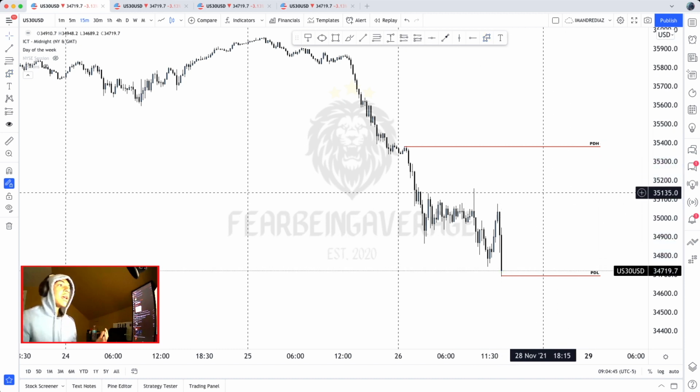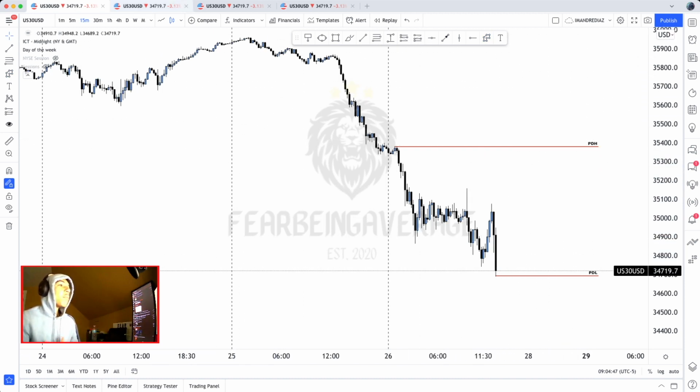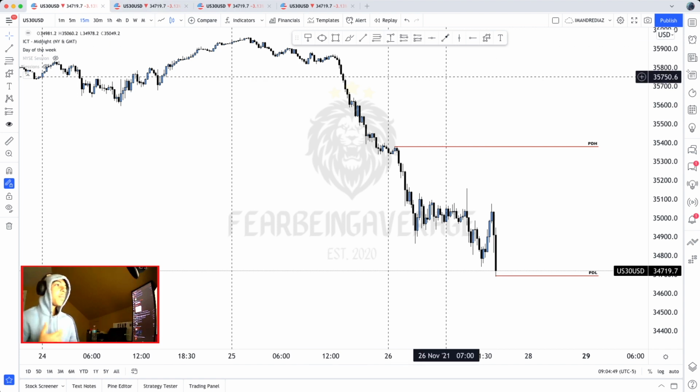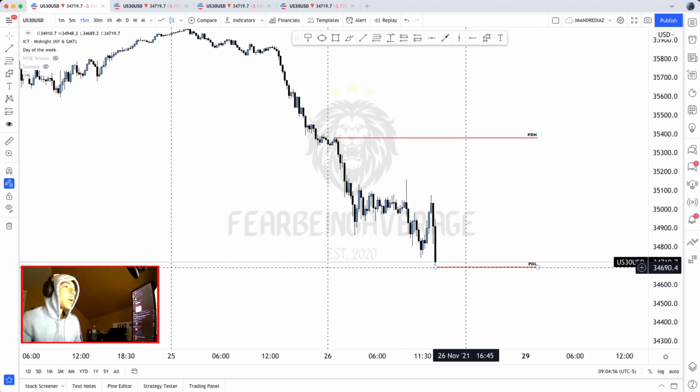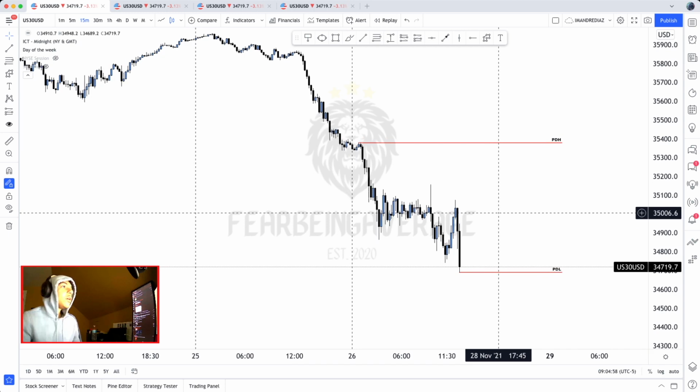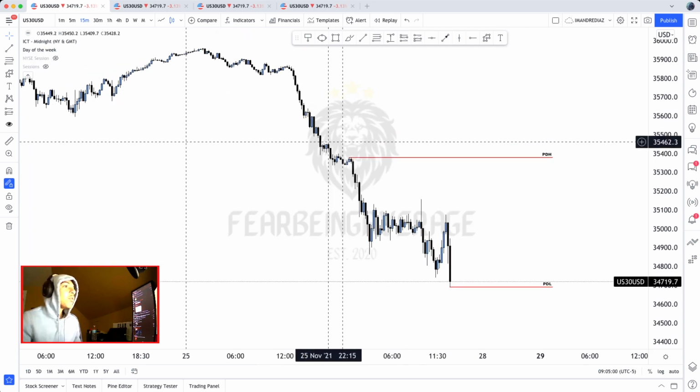Even though it's likely and it could happen, we just have to go through more of the markup and understand what's happening from the higher perspective on the big time frames. We need to understand that, so that once we do, we can come right here to the lower time frame, a 15-minute. Then we can have the previous high, previous low.